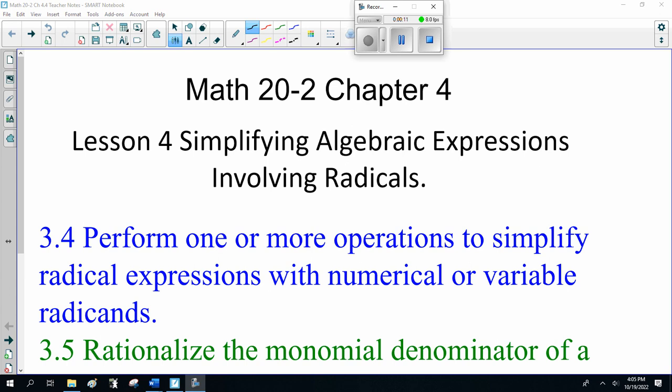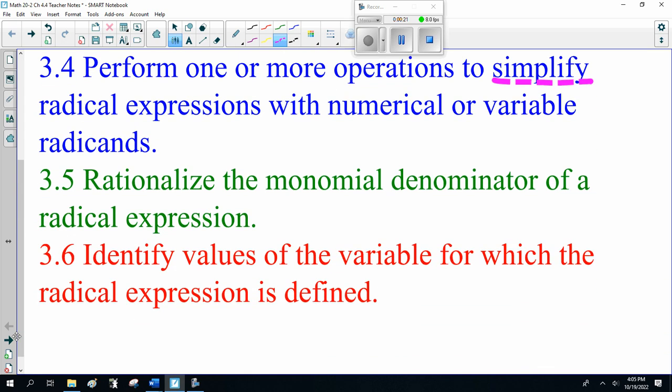Today, we're going to perform one or more operations to simplify radical expressions with numerical or variable radicands. We're going to rationalize the monomial denominator of a radical expression, and we're going to identify values of the variable for which the radical expression is defined. So that's simplified, denominator defined.